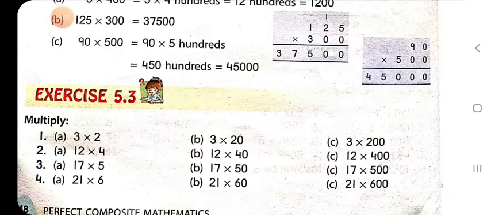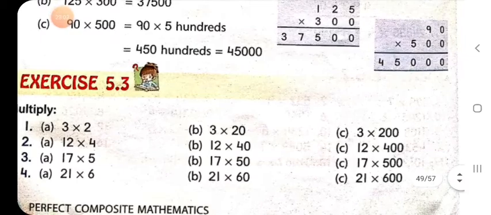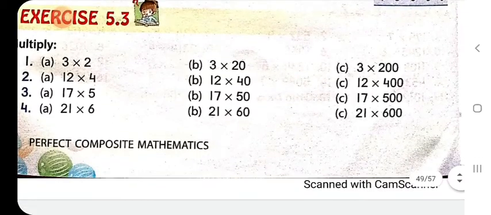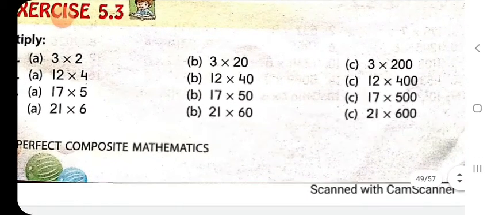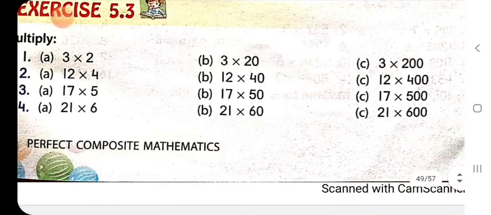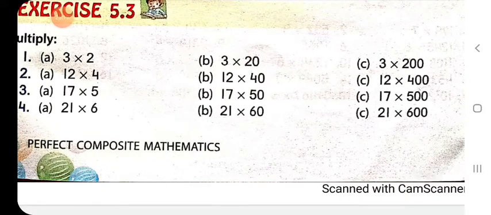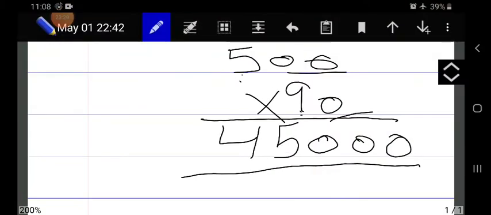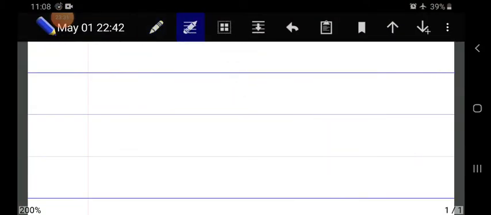Okay. So now let's just start with exercise 5.3. Multiply, first sum is here, 3 multiply by 2. Okay, there is a concept, as you can see, part A, B and C of sum number 1. 3 multiply by 2, then 3 multiply by 20, and then 3 multiply by 200. I am just going to solve all 3 parts of this sum.